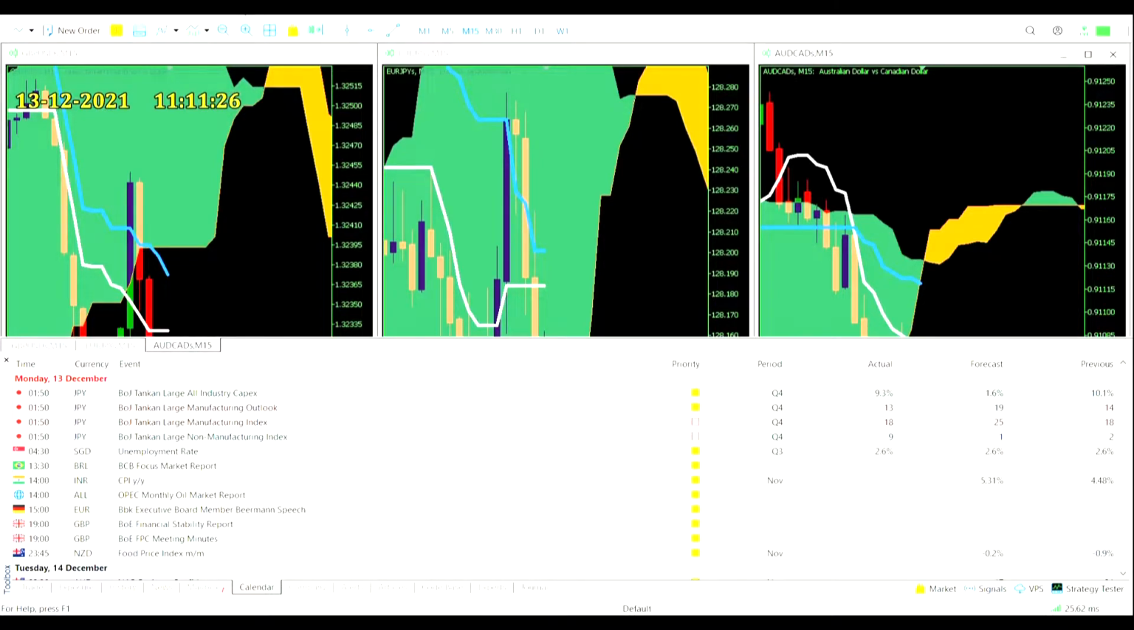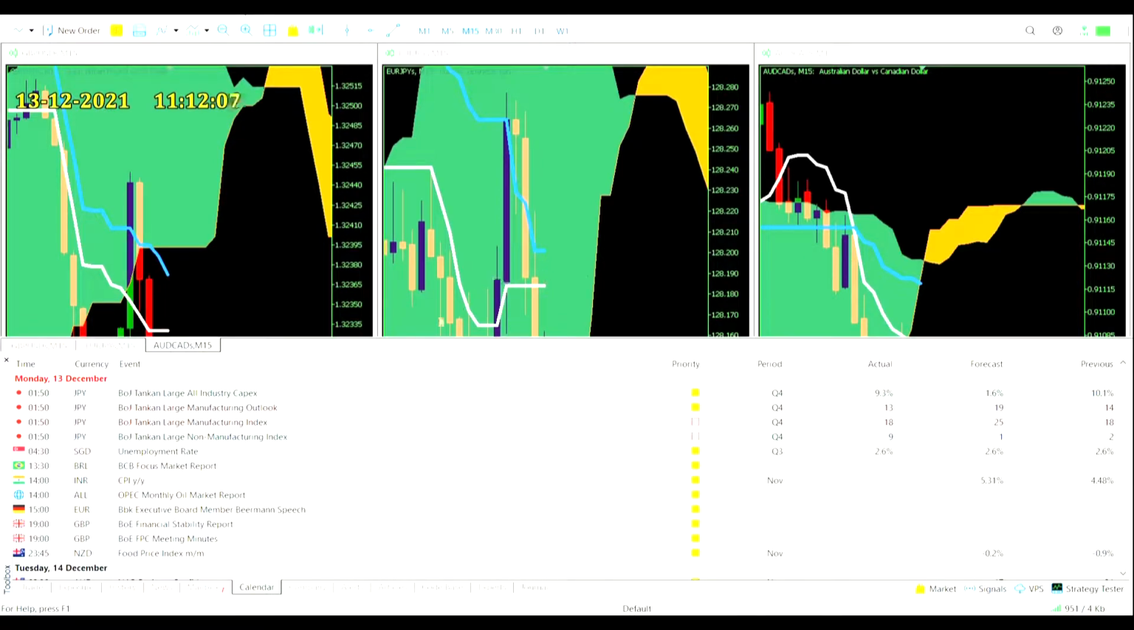They're all kind of looking at: what do you think about business conditions? How do you feel about the economy? Are things good for you? Yes or no? Large all industry capex was up 9.3% against a forecast of 1.6. And then from the other 3 surveys, if it's above 0, that means it's an improvement on the previous, but a number below 0 would mean a deterioration.